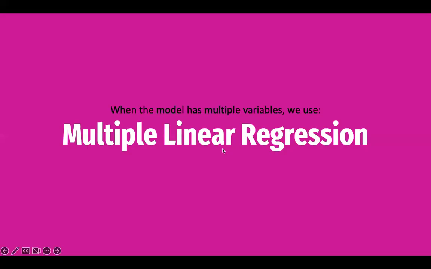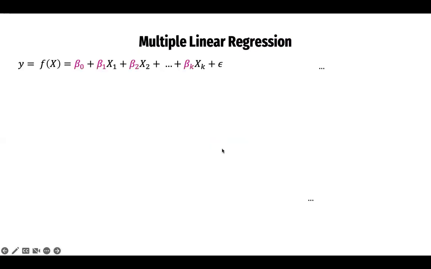When the model has multiple variables, we use multiple linear regression. We can see here, we estimate the y with several predictors, x sub 1, x sub 2, until x sub k, wherein each of the predictors has associated weights or coefficients, right? And you can also see here the bias. So we can rewrite it as beta naught, the bias, plus the dot product of the predictors and each of their associated weights, right?